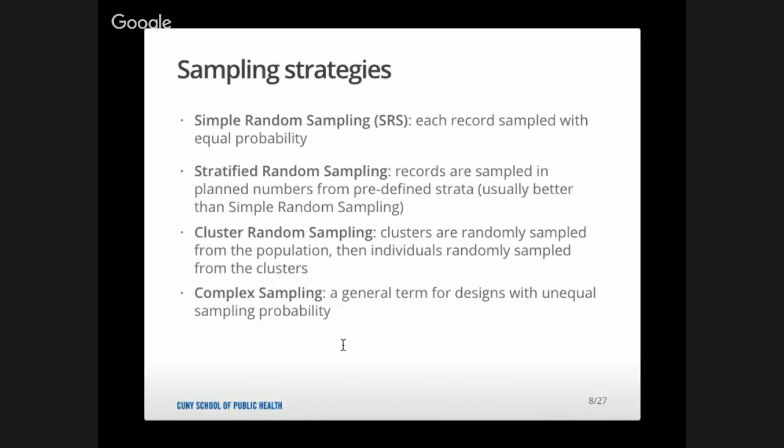All of the national health surveys in the US use some form of complex sampling. Finally, what we call convenience sampling, which is basically whatever records are easiest to observe. Can you think of any problems that might arise from this type of sampling?